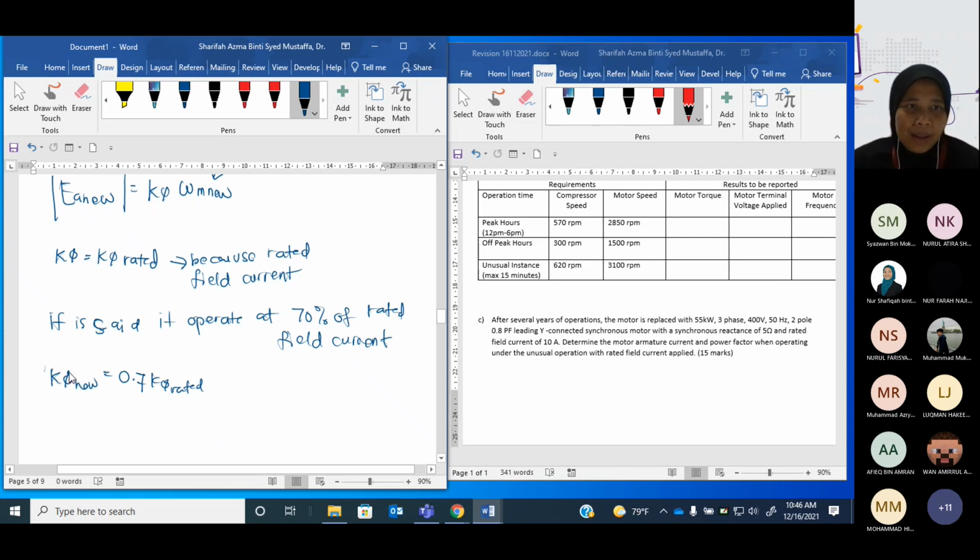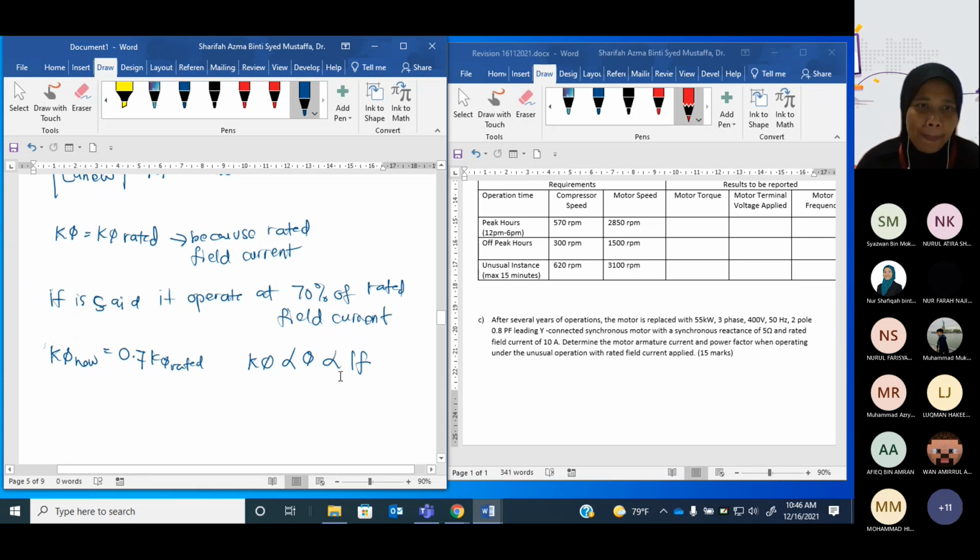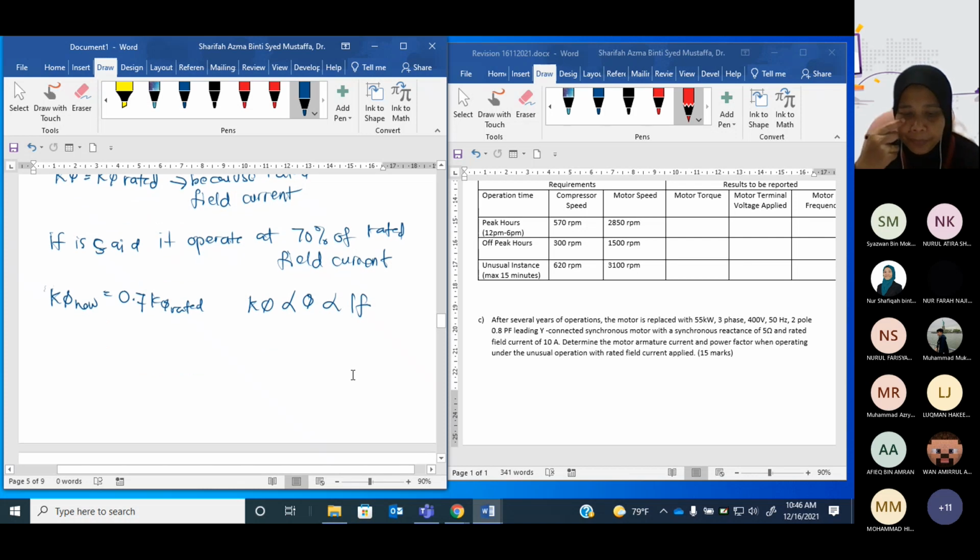So you must read the information. Because the question, kalau you tengok sekaligus, it's not a straightforward kind of question. Okay, because kalau kita tengok K flux ni, dia akan proportionally related to your flux and also IF. Okay, so kalau it's 70% from your IF, it will be 0.7 of your K flux rated. Boleh ke? How to calculate your K flux rated ni?